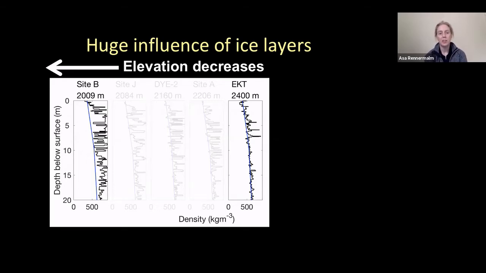So when you compare these two, it's evident that the density in site B is very far removed from this model simulation that only considers compaction, whereas at EKT is actually not a bad approximation. There certainly are deviations, particularly in the top part, but as you go down to the deeper parts of the core, it's a pretty good fit. I'm pretty excited about this model. But at site B, not so much. And this is because we see the influence of ice.